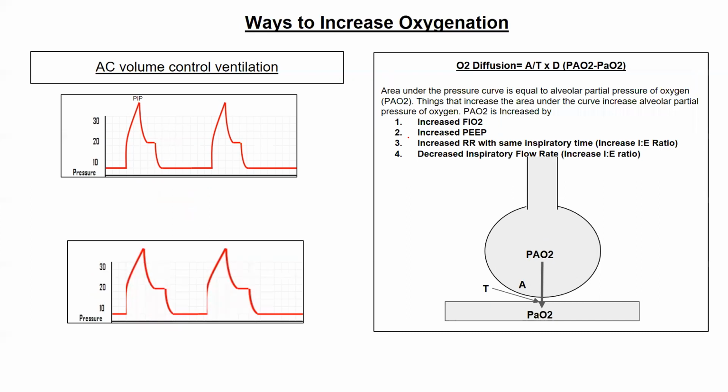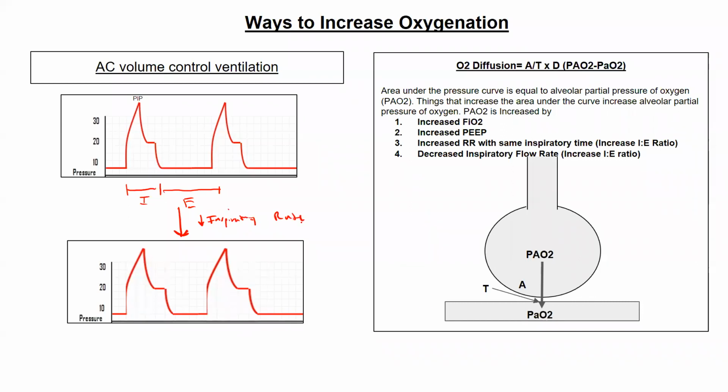The last one is, and this is where I think I tricked you guys, and there's a lot of double negatives, and I think this is why it's hard when you get some of these questions on rounds, what's going to happen when you change their inspiratory flow rate. So once again, here is your I:E ratio. So here is your inspiratory time. Here is your expiratory time. So one thing that's going to increase your oxygenation is actually decreasing the inspiratory flow rate.